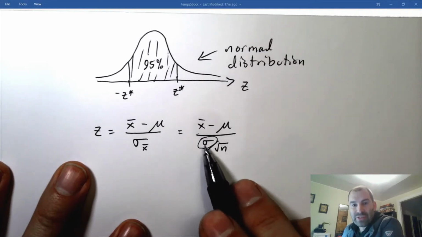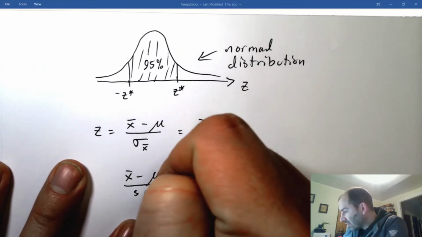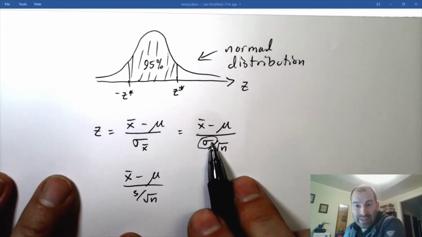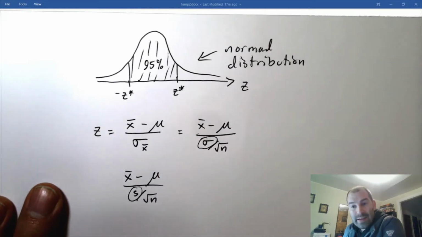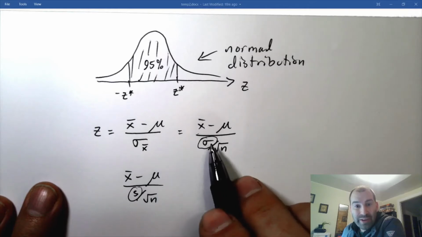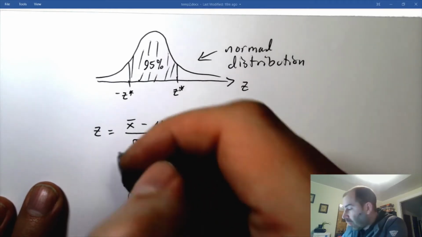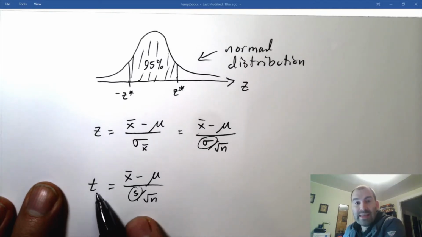So instead of this formula, we're going to be using this formula. We're going to replace the population standard deviation with the next best thing we do have, the sample standard deviation. Now, is that a z-score? Well, the answer is no. The z-score is defined in terms of the population standard deviation. So this is not a z-score. What we call this is a t-score. It's something else. Let's give it the name t. So now we have to think about how these t's are distributed.